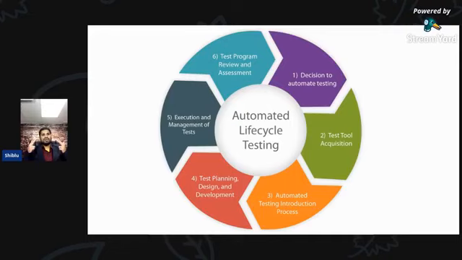So you need to do 60% API automation. You can do 20%, 30% GUI automation. You cannot automate everything. That's the reason automation cannot cover everything. That's the bottom line.